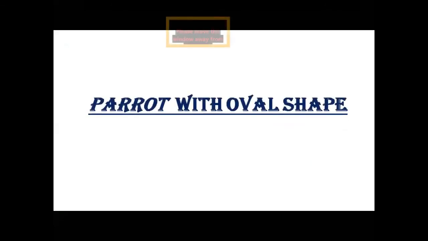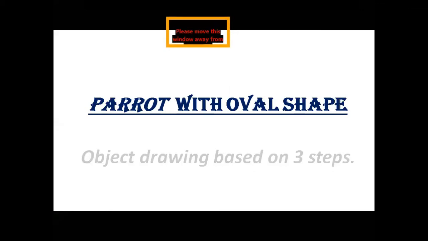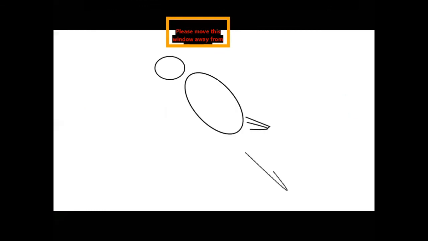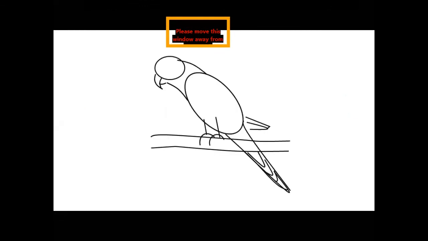Now, this one is the third topic for the object drawing: the parrot. We will draw the parrot with the oval shape. Object drawing is actually based on three steps. So you can easily draw the parrot by the help of the oval shape. So, this one is the parrot.